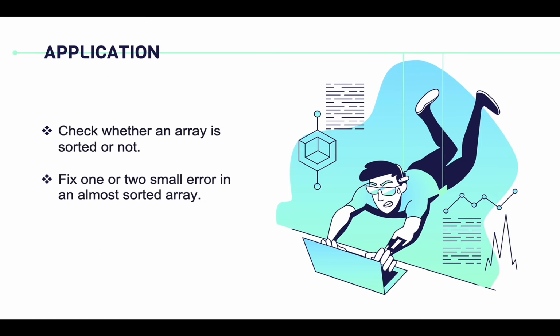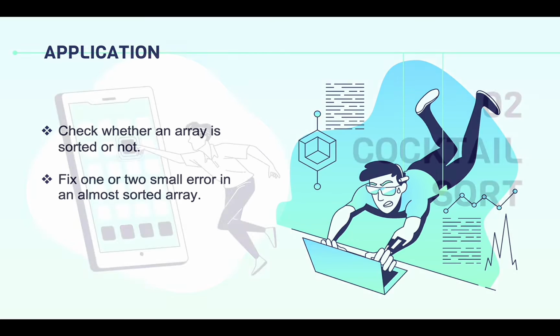Talking about the application of the bubble sorting algorithm, since bubble sort has the worst time complexity of O(n squared), which is very high compared to other kinds of sorting algorithms, it just has a few applications. First, it can check whether an array is sorted or not, and it can be used to fix one or two small errors in an almost sorted array.